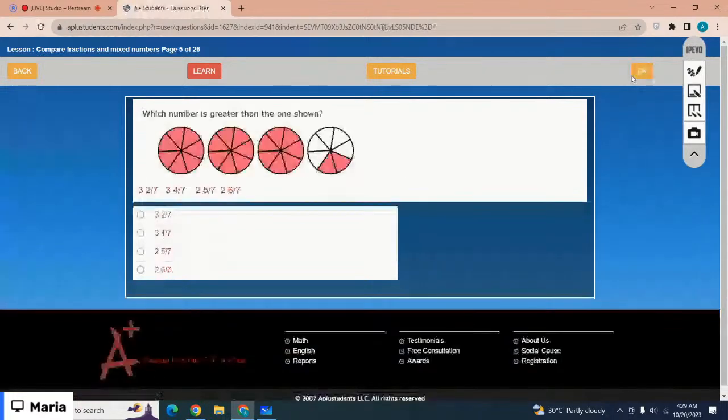Which number is greater than the one shown? Which is the correct option? 3 whole 2 by 7 it is, right? Very good. That is 3 whole 4 over 7, right? Option 2 is the correct option.